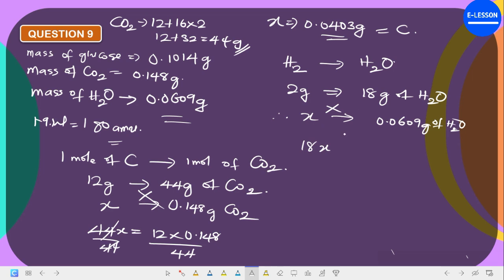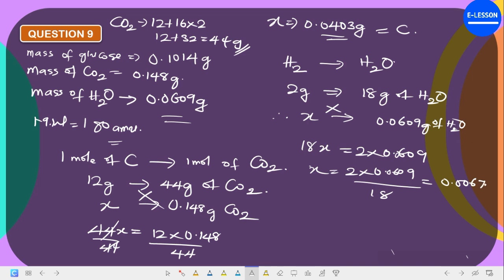At this point, you can calculate. If you cross multiply, 18x is equal to 2 times 0.0609. At the end of the day, X is 2 times 0.0609 divided by 18, and that will give us 0.00676 gram. So therefore, the mass of hydrogen present in this compound is 0.00676 gram. But you were told that the total sample is 0.1014 and it contains carbon, hydrogen and oxygen.